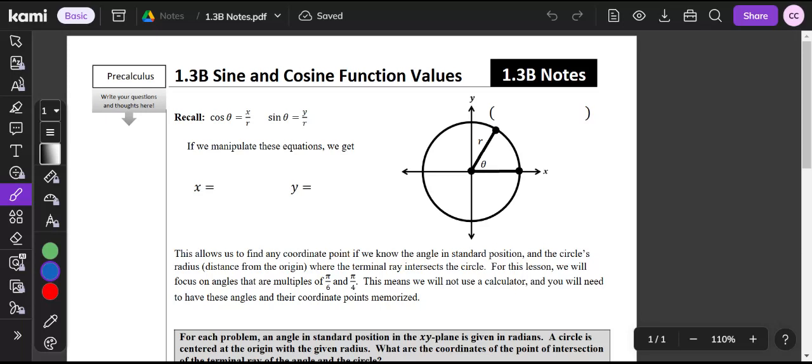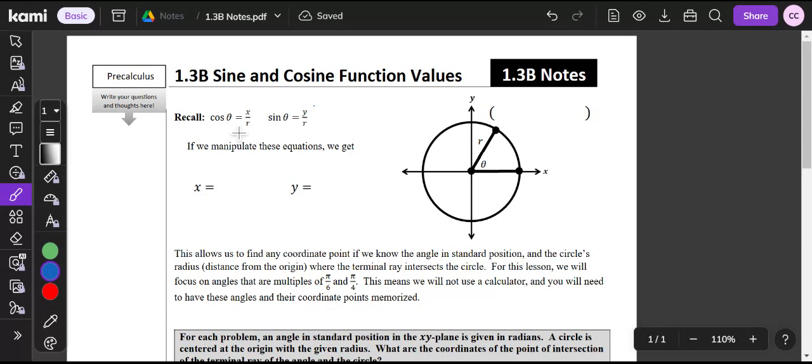All right, in this lesson, we're going to continue with sine and cosine function values, and this one's going to go pretty quick because at this point, you all should have this pretty down. So at the top of these notes, we're just going to recall real quick that the cosine of an angle is always equal to the x-coordinate divided by the radius of the circle that the coordinate is on. And then sine is the same thing, but it's the y-coordinate divided by the radius. So this should be review from the last video.